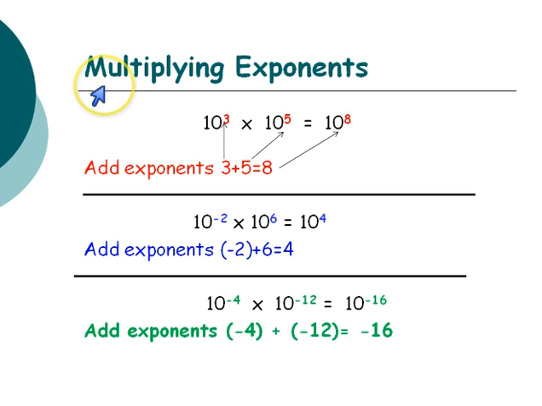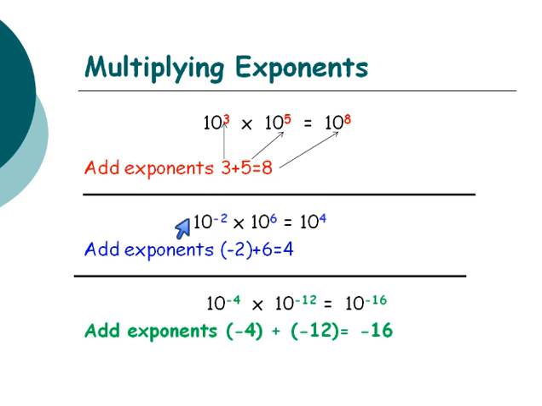So, multiplying exponents. Let's say 10 to the third power times 10 to the fifth power. When you multiply 10 to a power, you add the exponents. So you have a 3 plus a 5 is 8. So 10 to the third power times 10 to the fifth power is 10 to the eighth power.